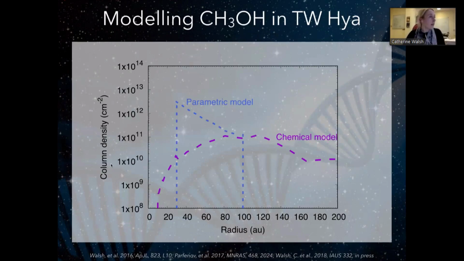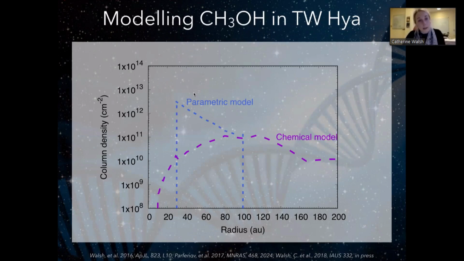So in blue, you see the column density that we fit a model to the data. That was what we used to fit the data that I showed you previously for methanol. And it suggests that we have a ring structure of column density with a peak around 30 AU.